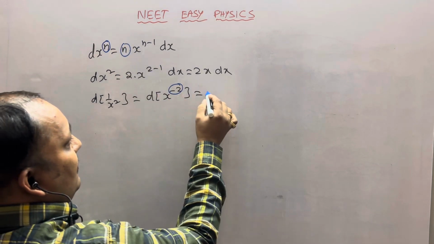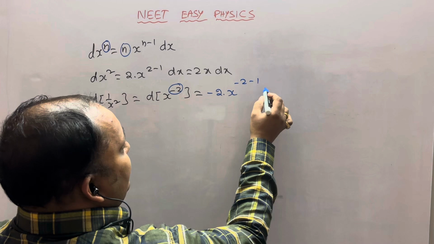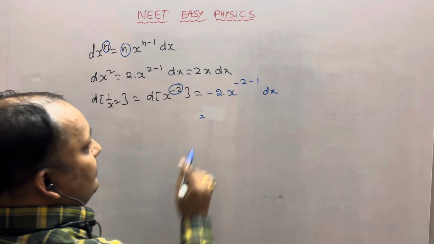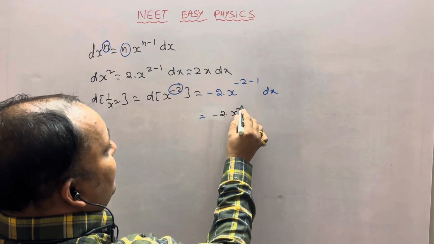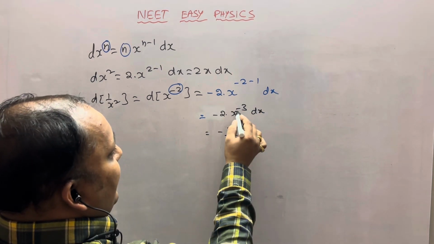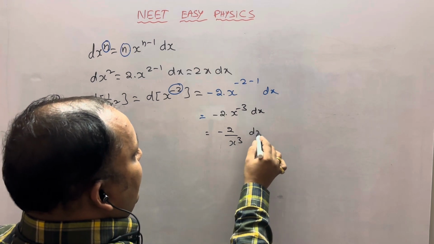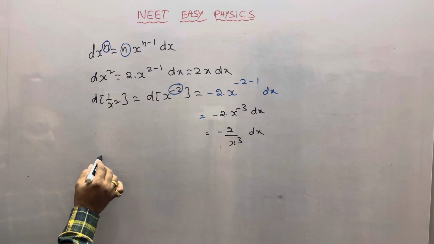Therefore, minus 2 into x power minus 2 minus 1 dx. So finally you are going to get minus 2 into x power minus 3 dx, that is minus 2 by x cube dx. Like this, with respect to x also we can do it.